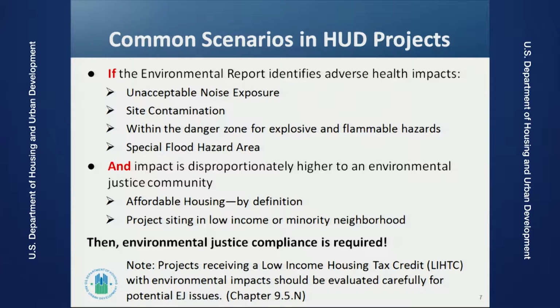If your environmental report identifies adverse health impacts like, again, unacceptable noise levels, site contamination, a danger zone for explosive and flammable hazards, or a special flood hazard area, and that impact is disproportionately higher to an environmental justice community, this will by definition apply to affordable housing. You should also take a close look at any projects with low-income housing tax credits, or also if there's in general a low-income or minority neighborhood. Then you're going to need to continue to step two and make sure that you're addressing these environmental justice issues.